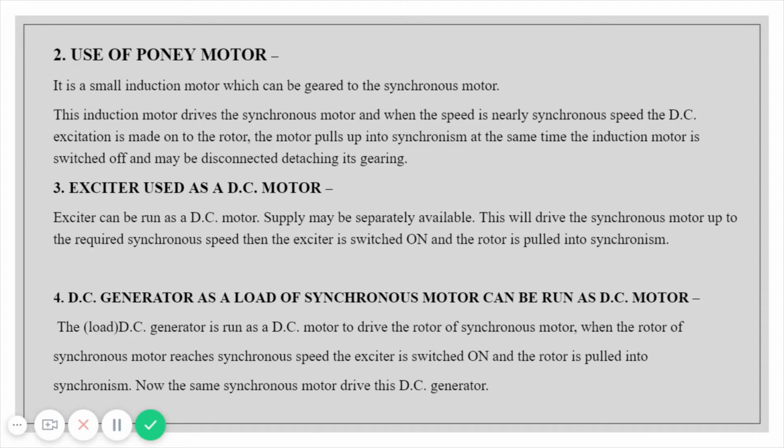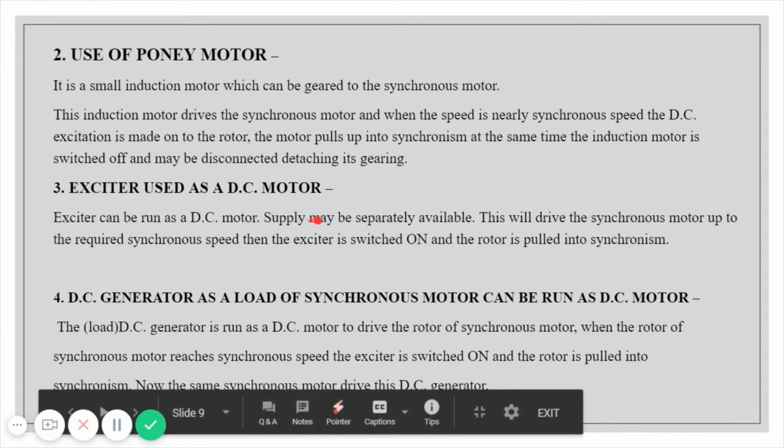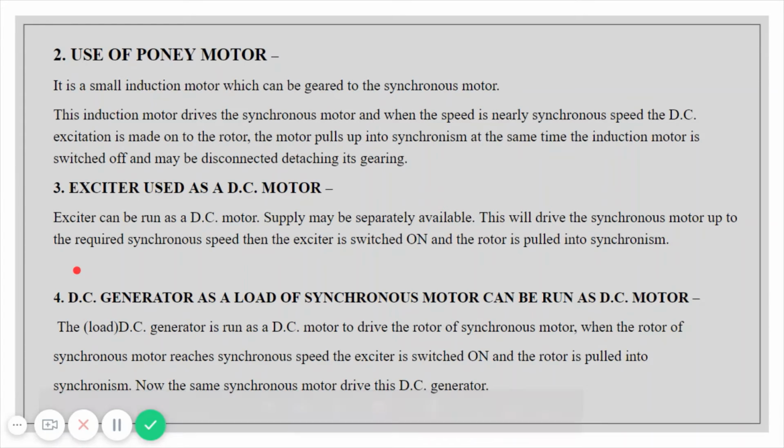The next method is the exciter used as a DC motor. Here the exciter itself can be run as a DC motor. Supply may be separately available, and this will drive the synchronous motor up to synchronous speed. When the required synchronous speed is achieved, the exciter is switched on and the rotor is pulled into synchronism.